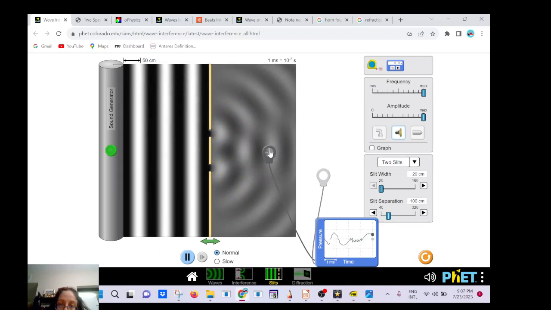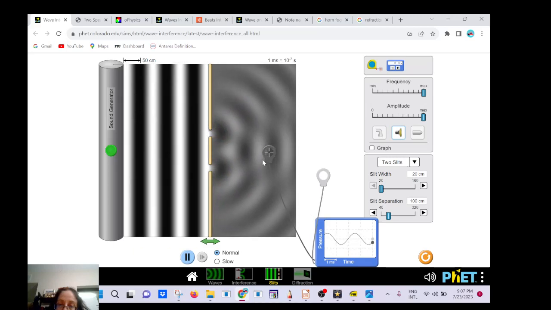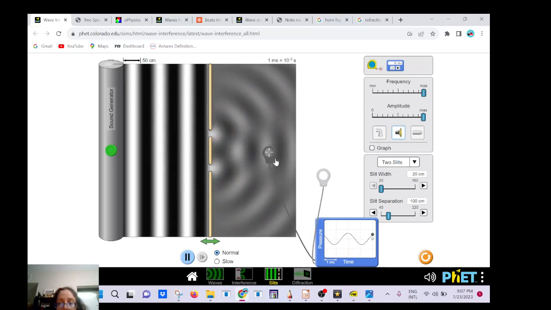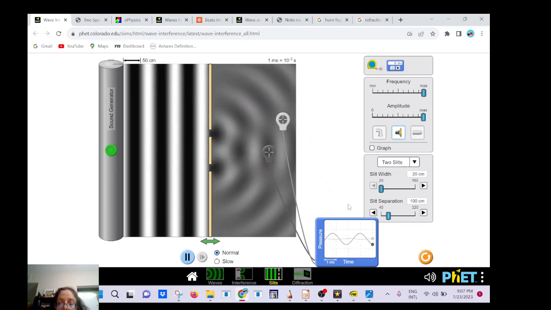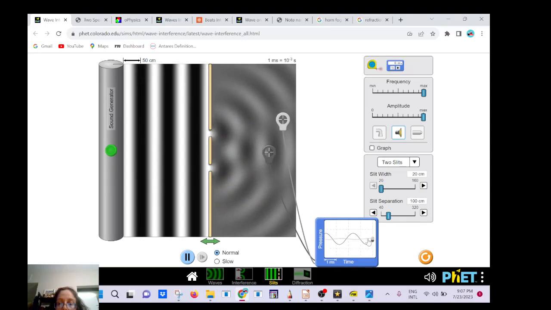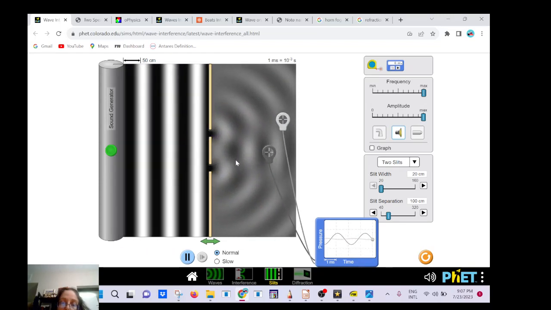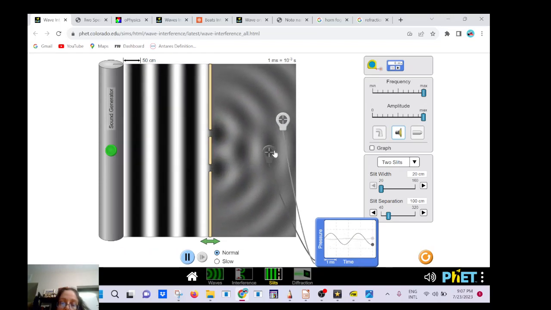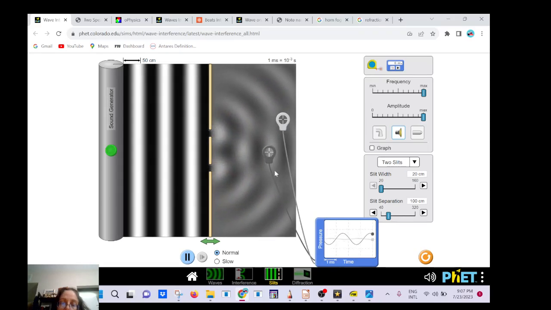So here I have high pressure, low pressure. Okay, so crest to crest, trough to trough. But if I put this one here, you see, no sound. Okay, no difference in pressure. So there is no sound here, no sound here, high sound, high sound, high sound, no sound, no sound.